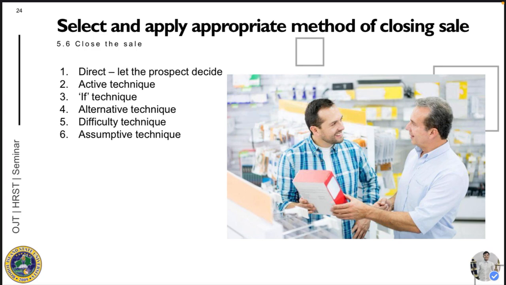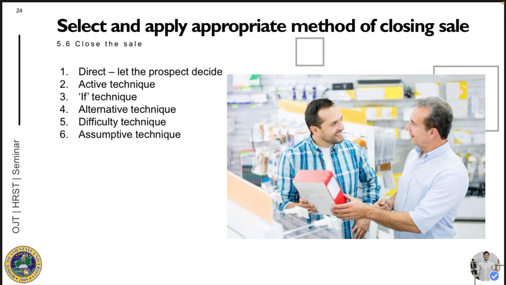Next is the active technique. This involves the customer doing something which helps them decide to buy. You use this when you want them to undertake certain tasks that will bring them closer to the buying decision. So it could involve taking an on-site tour, sampling a product, taking them to a sales counter, or handing them a booking form. And lastly, with this technique, you can measure the buying temperature of the prospect.